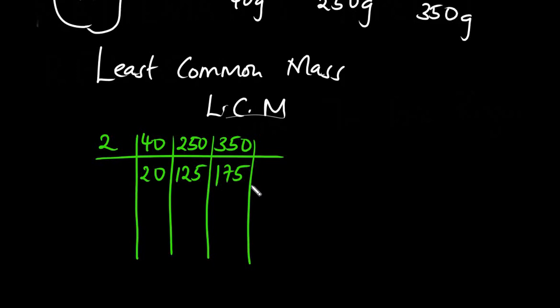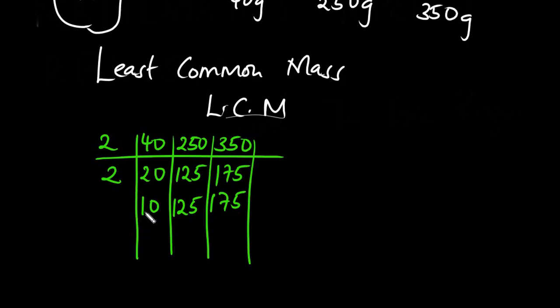Then what we do is that we check whether we can still divide through by 2. If any of these three numbers is divisible by 2, then we're going to divide through by 2. So for this case, 20 is divisible by 2, so we are still going to divide by 2 further. So it's going to be 10. 125 is not divisible by 2, so we just drop it down here as 125. And the same case for 175, since it is not divisible by 2 either. So we can see that we still have 10.